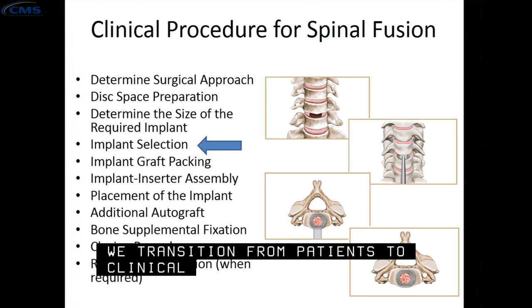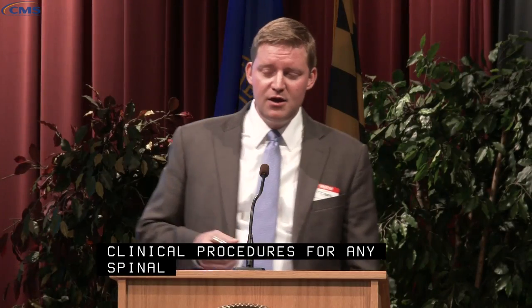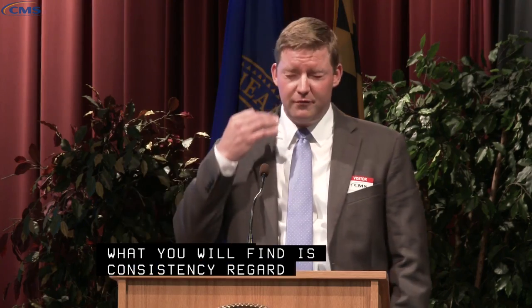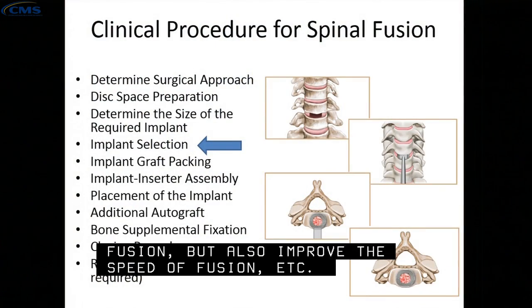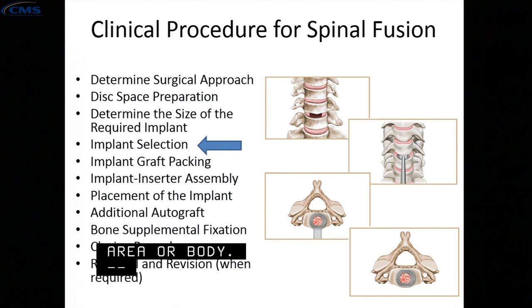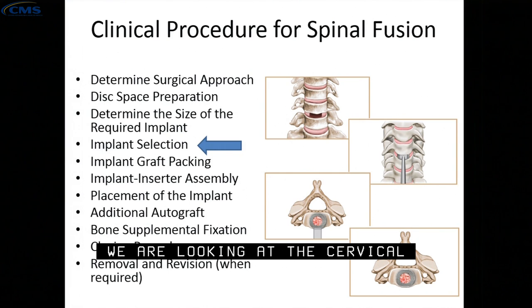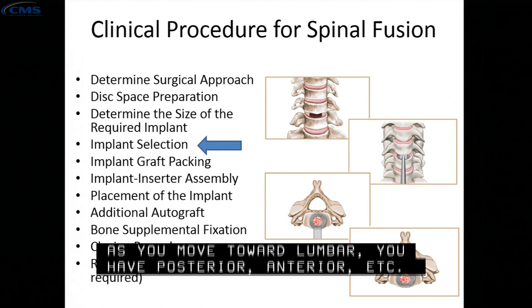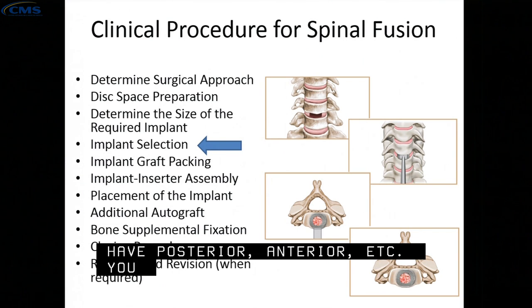What you'll find is consistency regardless of the area of the body. So we're going to look at a surgical approach, primarily from a cervical clinical procedure for any spinal fusion. I'm seeing an anterior approach, but as you move down the back towards lumbar, you have posterior, anterior, lateral applications. You determine the disc preparation. So do I need to take out the whole disc? Typically in this environment, the answer is yes.